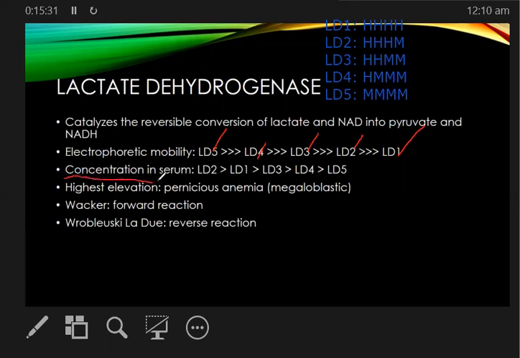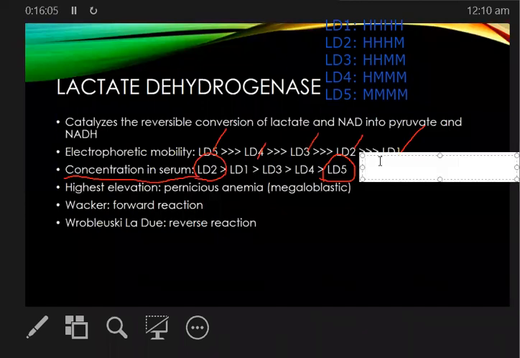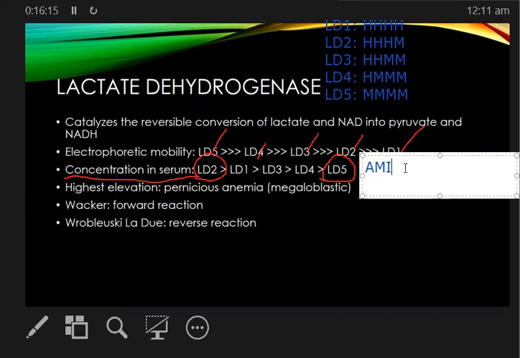However, if you look at the concentration of lactate dehydrogenase in normal serum, or in the serum of normal individuals, the highest concentration is your LD2, followed by LD1, LD3, LD4, and LD5. So the least concentrated isoenzyme of lactate dehydrogenase is your LD5. Of course, this has a significance if we correlate the values of your lactate dehydrogenase isoenzymes to the occurrence of acute myocardial infarction.